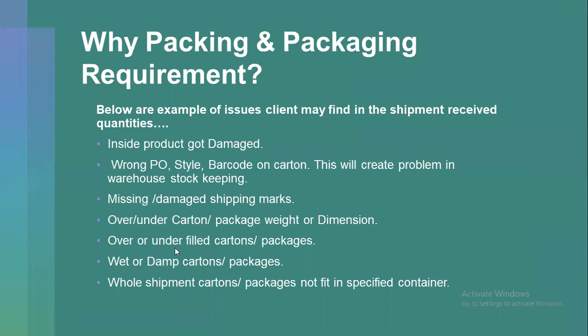So during packing and packaging requirements, we can eliminate inside product getting damaged. Those we can check. Wrong PO or style barcode on carton, which will create problems in the warehouse for stock keeping, missing or damaged shipping mark, over or under filled cartons, or weight and dimensions. Next is wetness or dampness in cartons or packages. Whole shipment cartons or packages not fitting in that specific container based on the dimensions, that we can check in terms of its CBM.